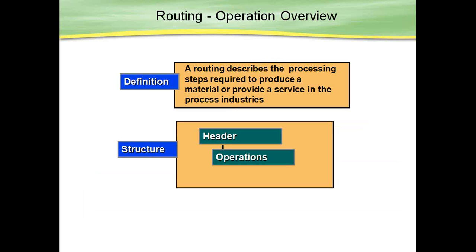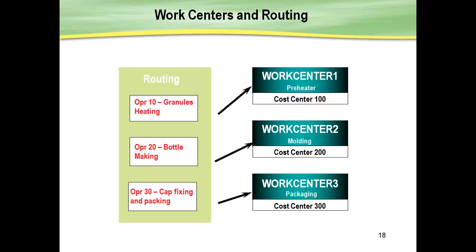Now the third master is your routing. Routing is described as the processing steps required to produce a material or provide a service in industries. Routing is a list of operations to be performed to get the finished product. This is an example of how routings and work centers are linked together. Suppose routing operation number 10.